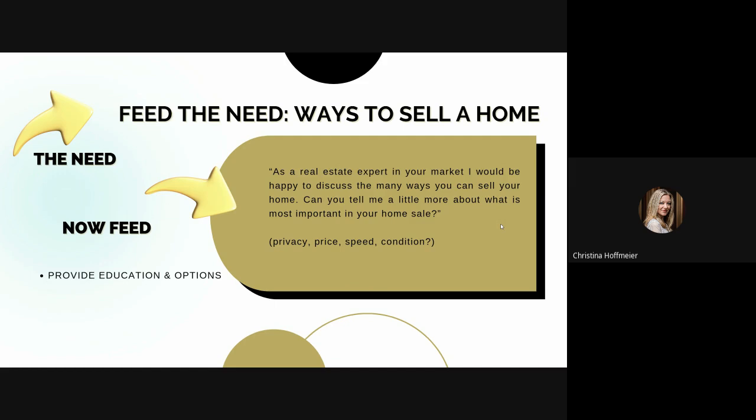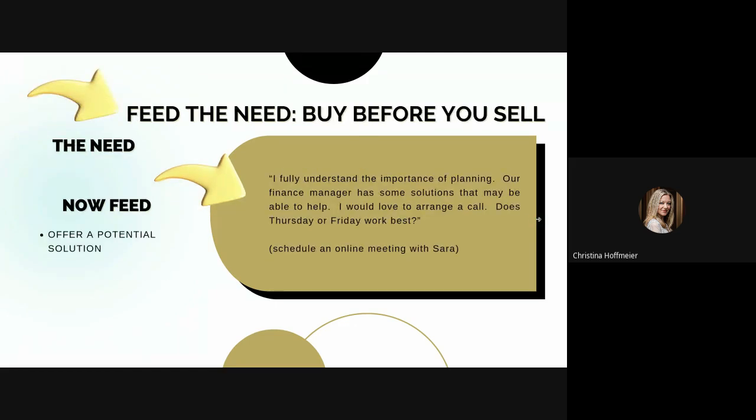Why do they need options? For you to give them the option that works best for them, you need to find the need. So feed the immediate need of ways they need to sell a home, and then find the actual need. Find the actual need: the privacy, the price, the speed to sell, the condition, the type, finances, maybe coming in with the commission expenses. Find that need. All right.